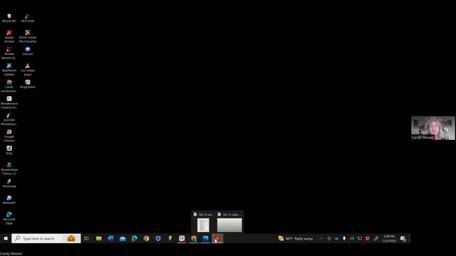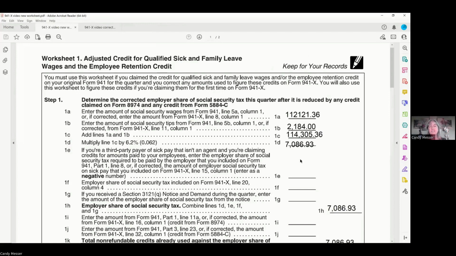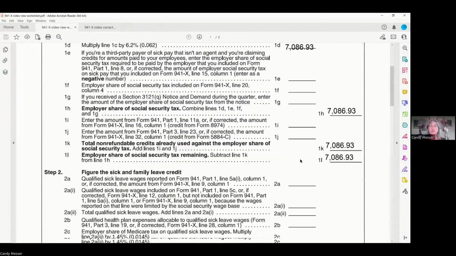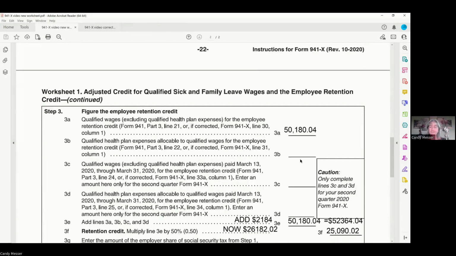So the next thing I want to show you is the worksheet that had originally been done. On the worksheet, this was originally calculated correctly at the top. We put the Social Security wages and the tips to get the total amount that was taxable, and we figured out the employer portion of the tax. So since this was calculated correctly originally, we will not have to change the non-refundable portion of the sick pay. You can see this number carries through all the way down, and I'm using the original worksheet for 2020.